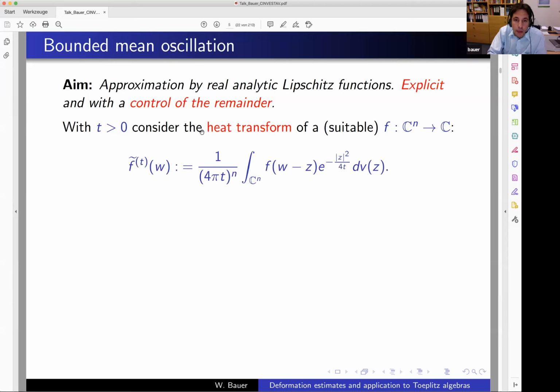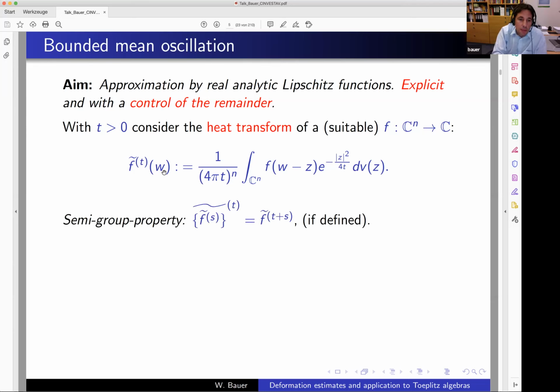And you can look at the heat transform. So you take a function and take a convolution of that function with the heat kernel, which is this exponential here. You can do this for some parameter t. You may think of t as a time parameter, t is positive, and then you get what I denote by f twiddle of t. This is the heat transform of f at time t. And this comes from the heat equation.